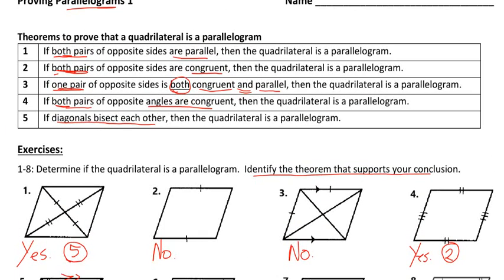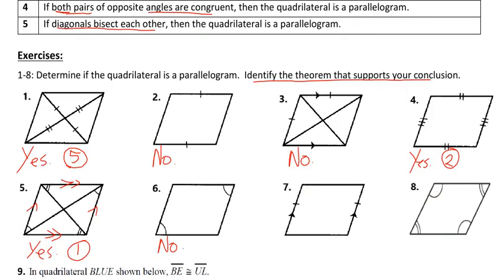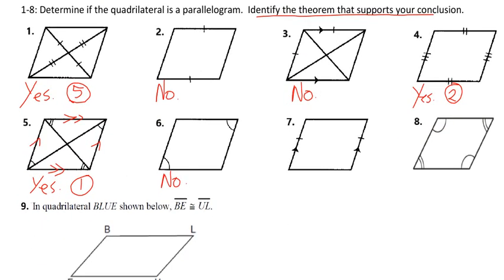It's here. It says if one pair of opposite sides is both congruent and parallel, then the quadrilateral is a parallelogram. Therefore, here we do have enough information to conclude that this is a parallelogram, and the theorem that supports our conclusion is our theorem number 3.